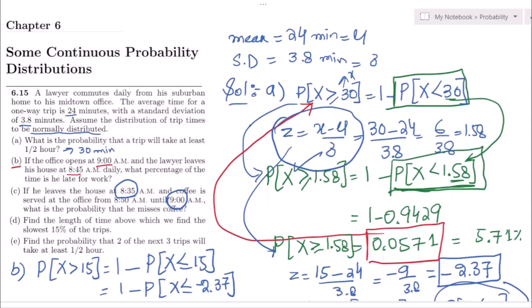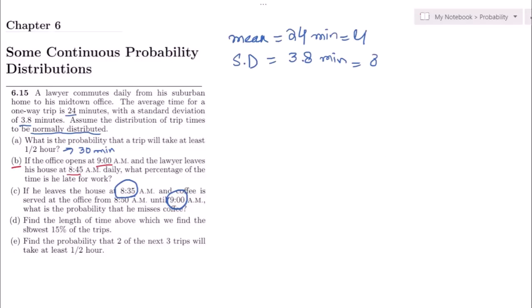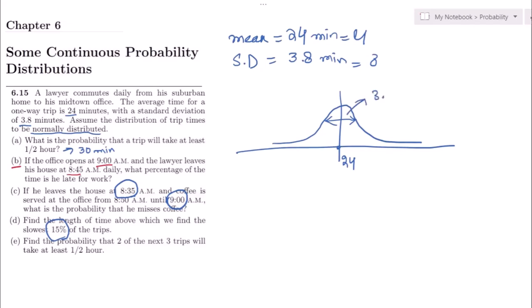So let me remove these now, and then we will proceed to part D. In part D, find the length of time above which we find the slowest 15% of the trips. Here we can see that if this is the normal distribution of the trip, and this is the mean value which is 25 minutes, this is the standard deviation which is 3.8 minutes.